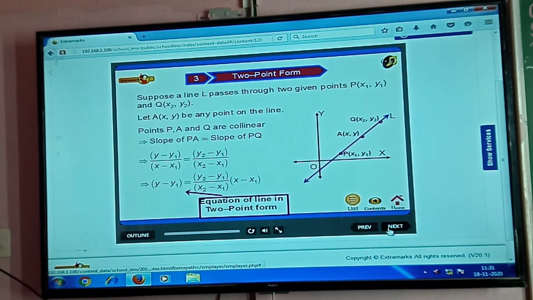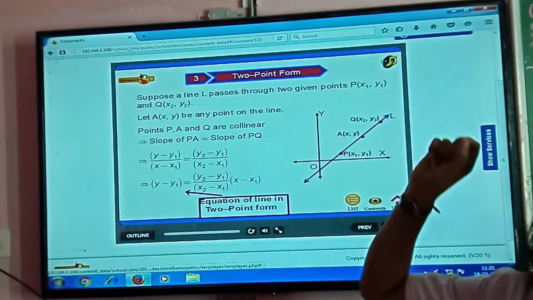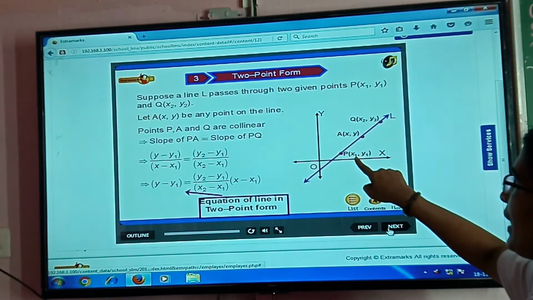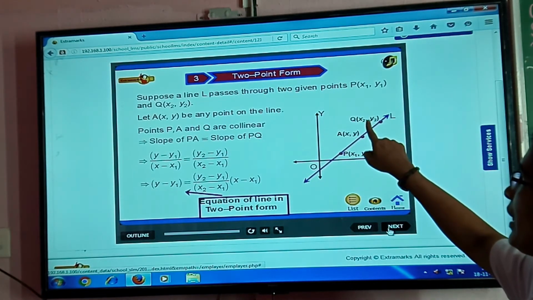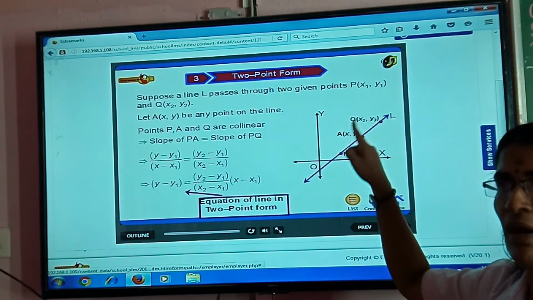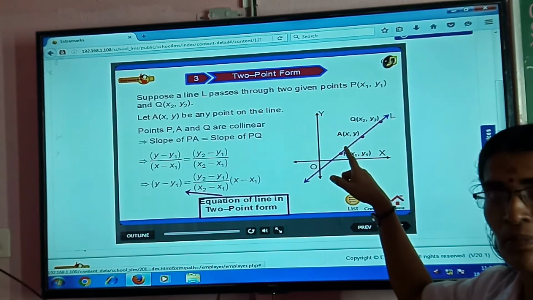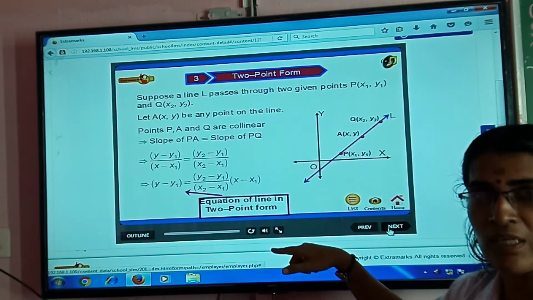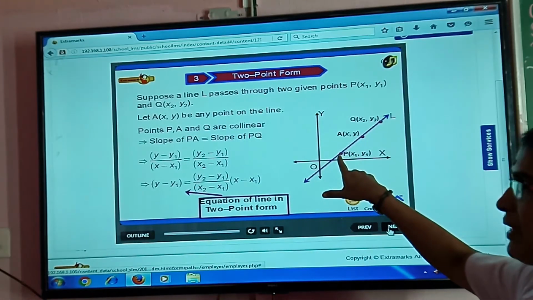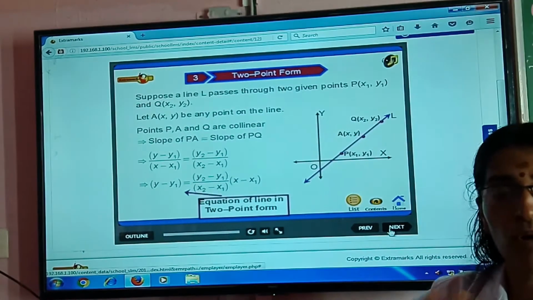So my dear children, this is the third type. This is called two-point form. What is the meaning of two-point form? Here two points are given. P is the point (x1, y1) and Q is the point (x2, y2). A(x, y) is an arbitrary point, because our answer will be in terms of x and y. That is, A(x, y) is any arbitrary point on this line. Our equation will be in terms of x and y. Only two points will be given. Slope will not be given.